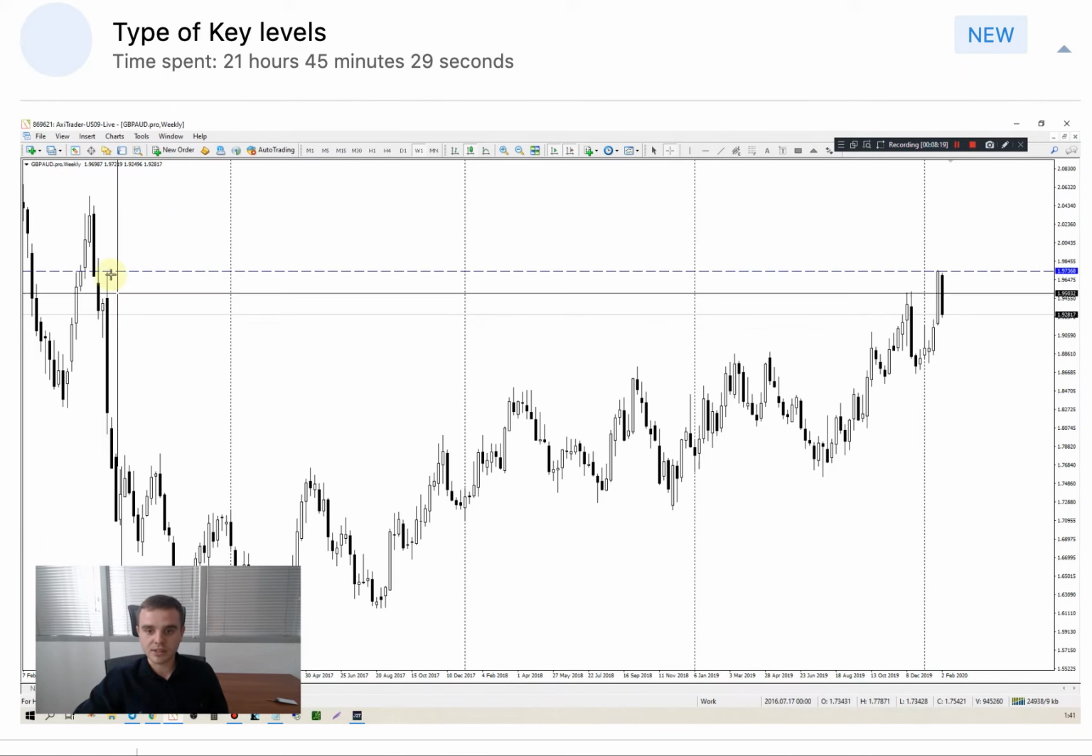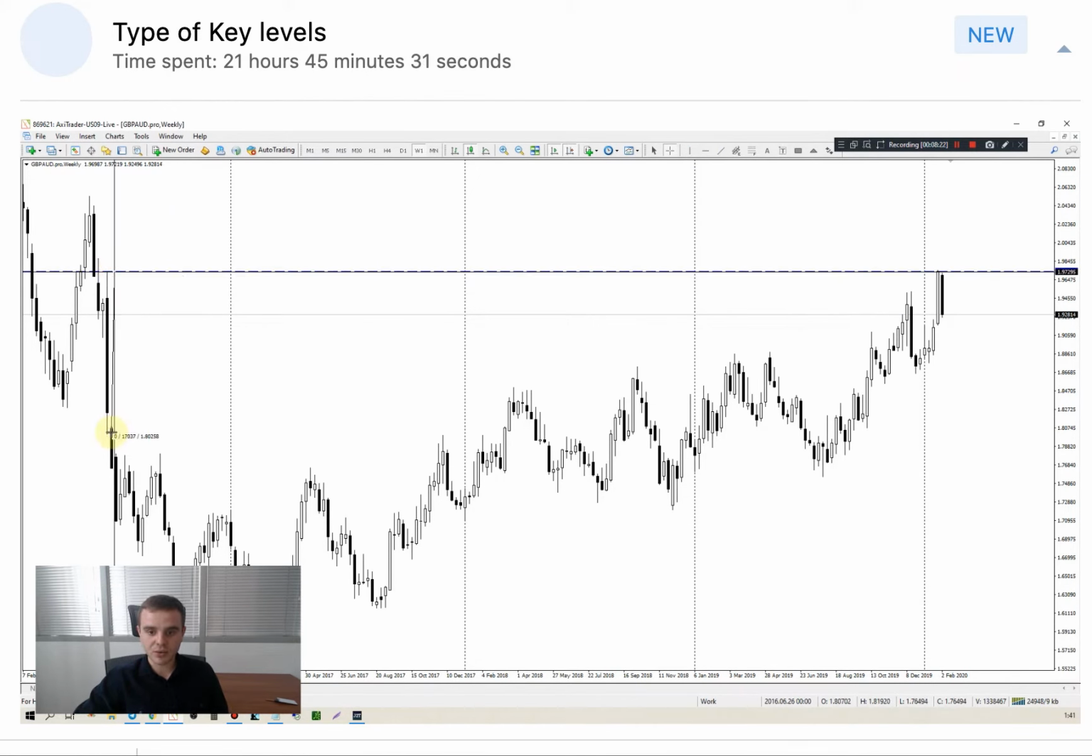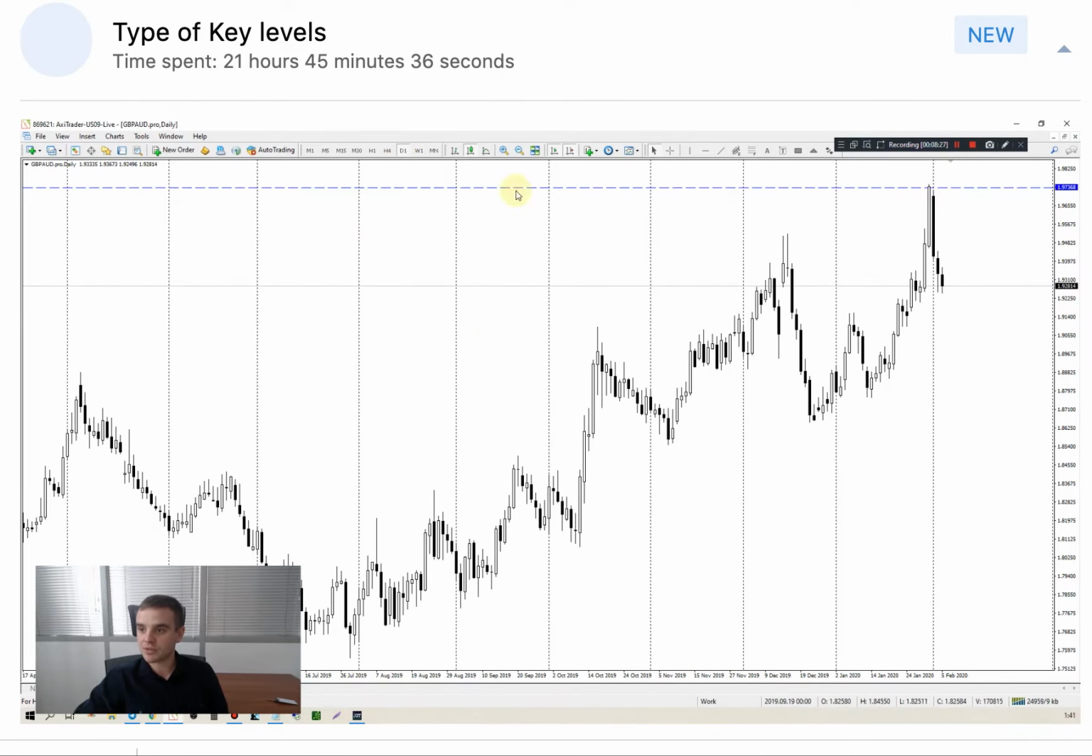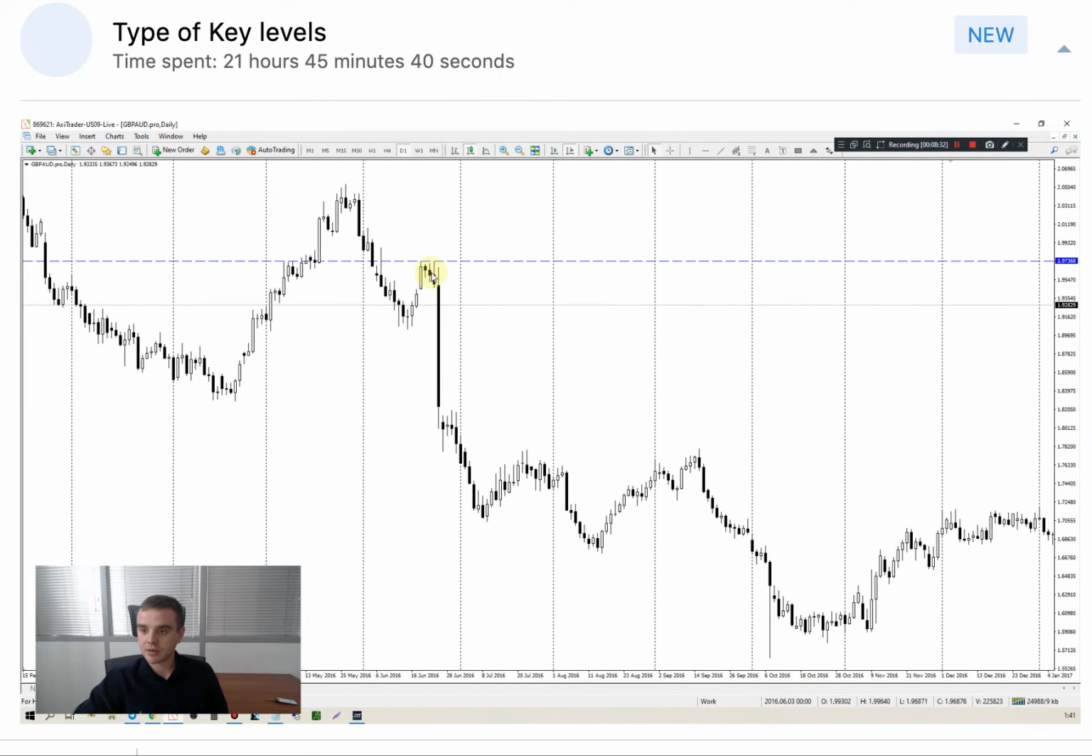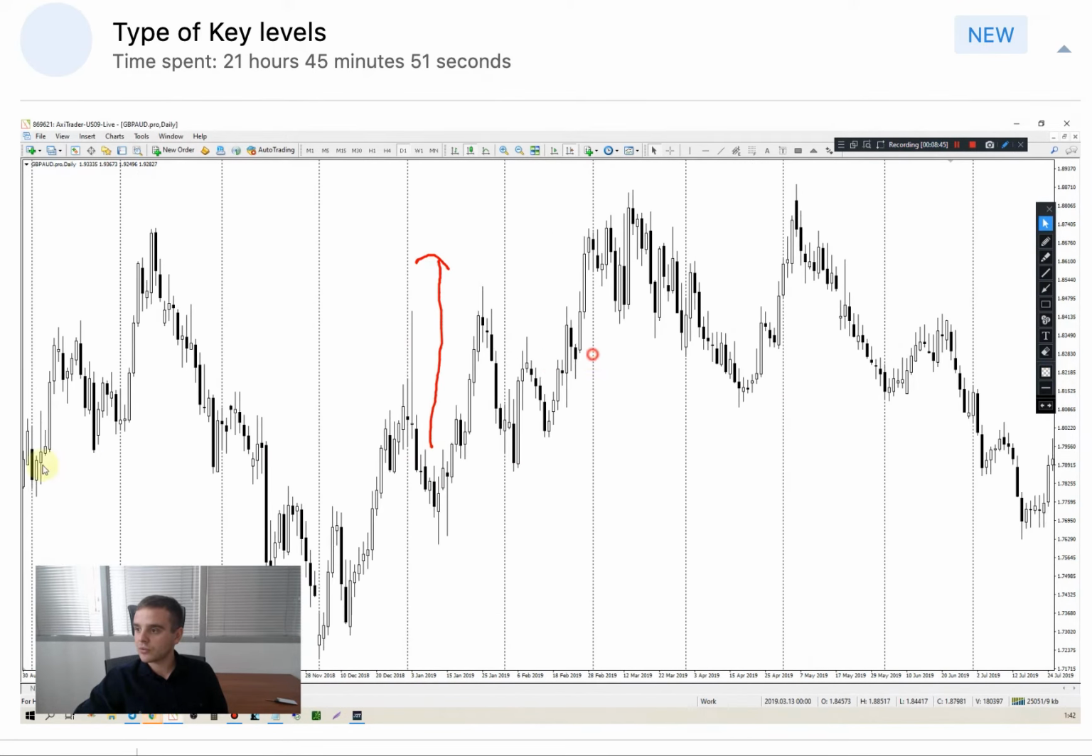Here is an example. Take a look at this candle. In this candle price dropped 17,000 pips. 17,000 pips price drop in one candle. Let's open it closer and you will see how it happened. From this area, such a powerful drop. This is an example of a paranormal candle, a paranormal area.